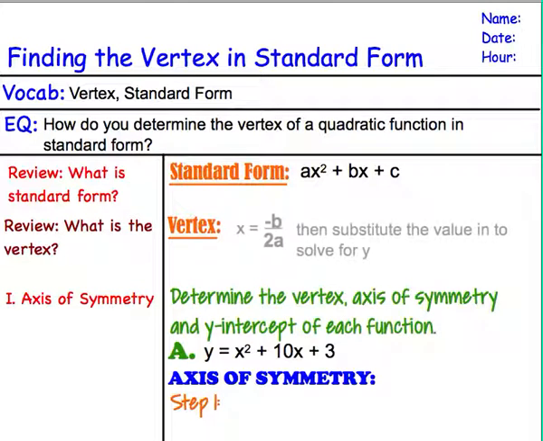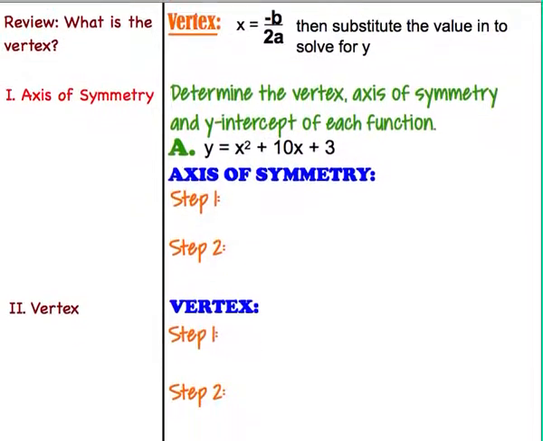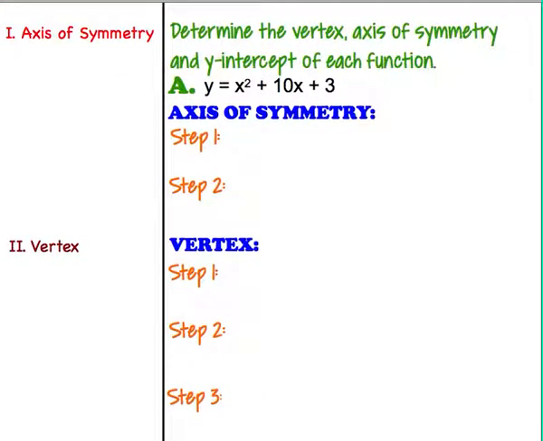So our vertex today is going to be found by taking the opposite of b and dividing it by 2 times our a value, and then we'll substitute that value into the original equation to solve for y. So if we take a look at our first example, we need to be able to determine the vertex, axis of symmetry, and y-intercept for each function.